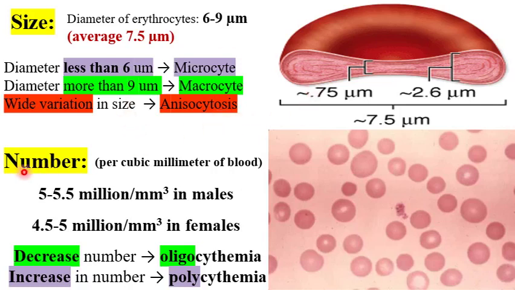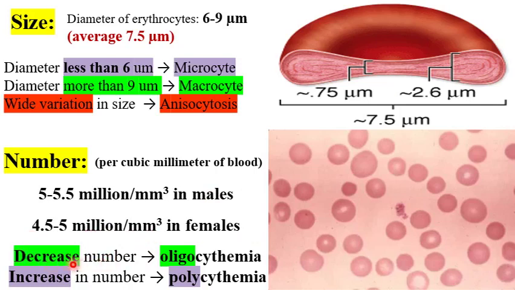Okay, what about number? The number of RBCs in males is between 5 to 5.5 million per cubic millimeter, and in females it is lower than males, 4.5 to 5 million per cubic millimeter. Why? Because of the regular monthly blood loss in females in case of periods.